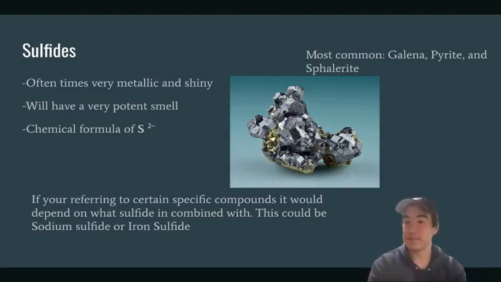Sulfides. These are oftentimes very metallic and shiny. They will sometimes have a very potent smell, and a chemical formula of S2-. But if you're referring to certain specific compounds, it would depend on what the sulfide is combined with. This could be sodium sulfide or sometimes iron sulfide. The most common are galena, pyrite, and sphalerite. Galena we can see in the photo here, but a lot of you might know fool's gold, which is also a sulfide and is also very magnetic.